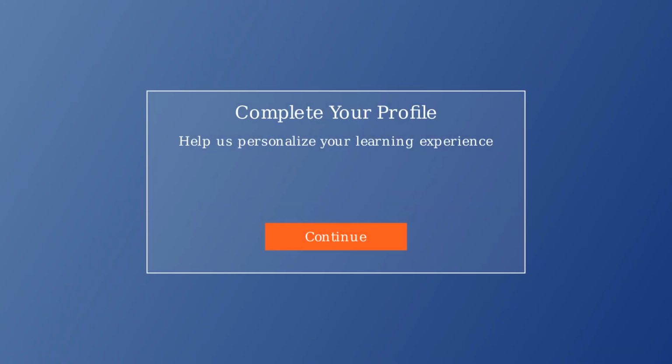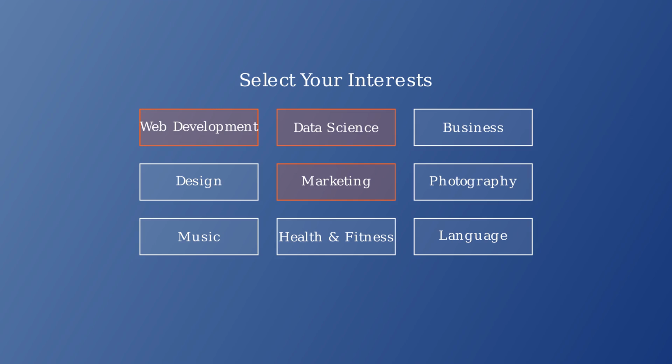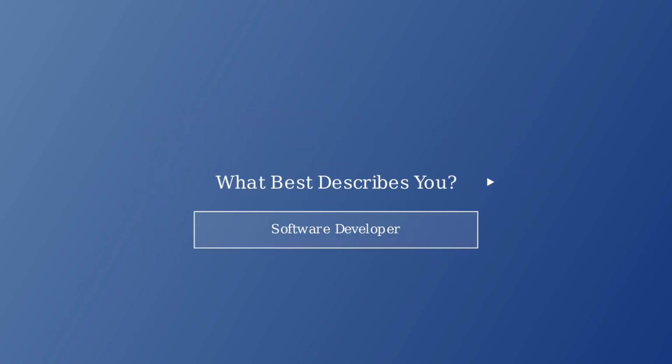After verifying your email, Udemy prompts you to complete your profile. While completing your profile is optional, it helps Udemy personalize your experience with relevant course recommendations. First, you can select topics you're interested in learning about. This helps Udemy suggest courses tailored to your interests. Next, you can specify your current role or profession. This helps further refine course recommendations relevant to your field.